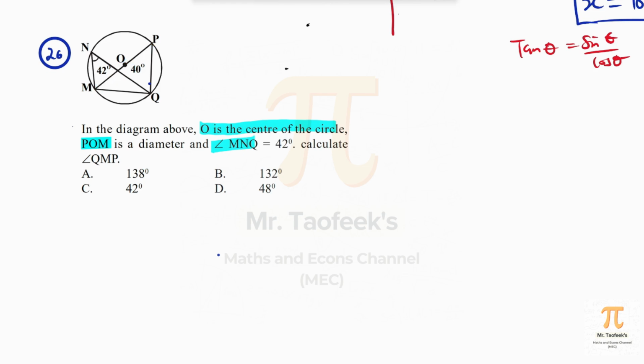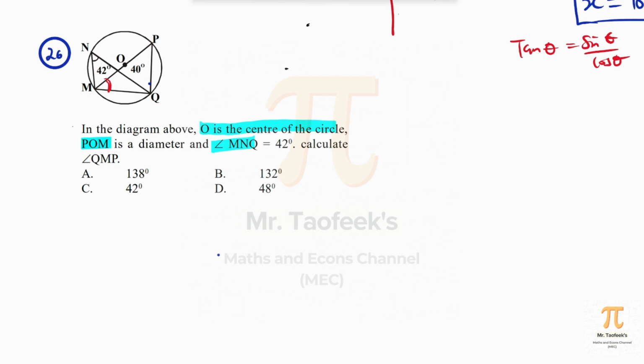That's the first thing. That's the most important thing. So I want to calculate QMP. Q, M, and P. Okay, so I know the angle I want to calculate, which is this angle. All right. So knowing that fact, what do I do? We have to combine a number of circle theorems.